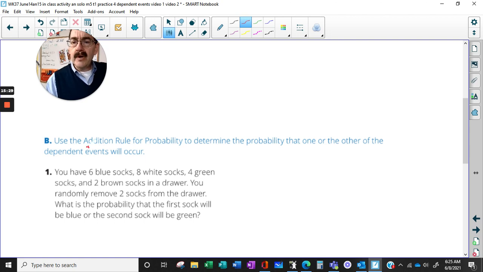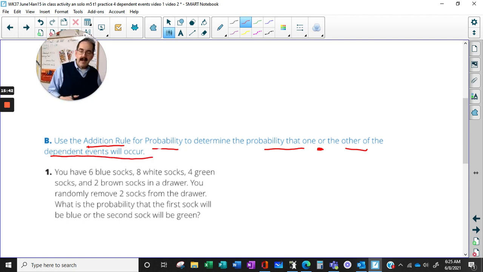So, socks. There's a lot going on here. We've got this idea of an addition rule and the probability that one or the other dependent events will occur. We're not going to finish this problem. This is kind of like a challenge problem to you, but we all have a sock drawer. Okay? So what I'd like you to do is read the problem, have a discussion, draw it out, and see how many people have different ways to analyze the sock problem. Okay, let's read it together.